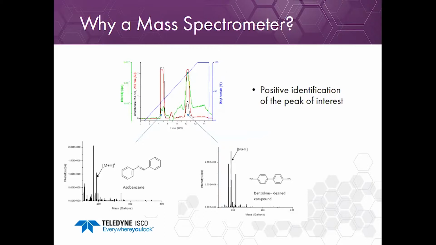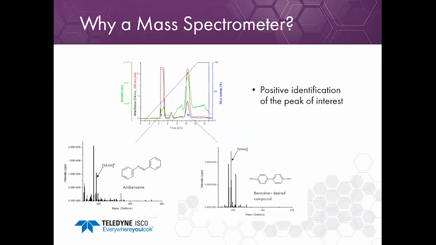The desired compound was the minor peak that eluted a little later, the second peak, and I only had 6 milligrams. The major component, the azobenzene, was 60 milligrams. However, the collection of the correct peak saves time. You don't do research on the wrong compound and wonder why you're not seeing activity, or the activity is not what you expect it to be.